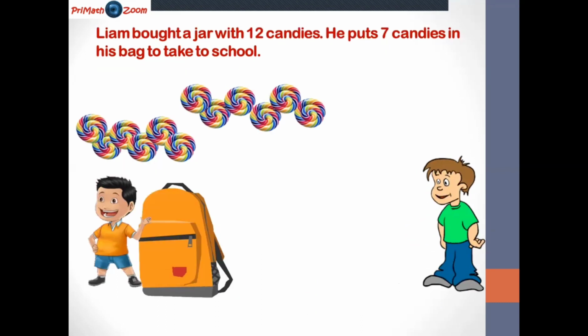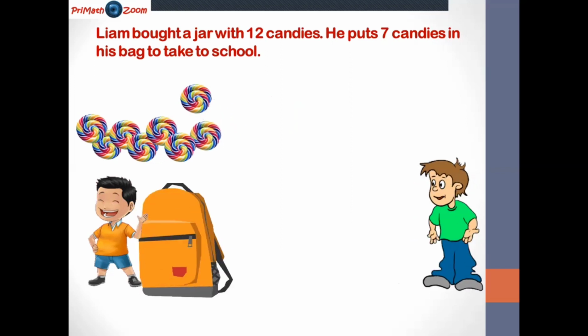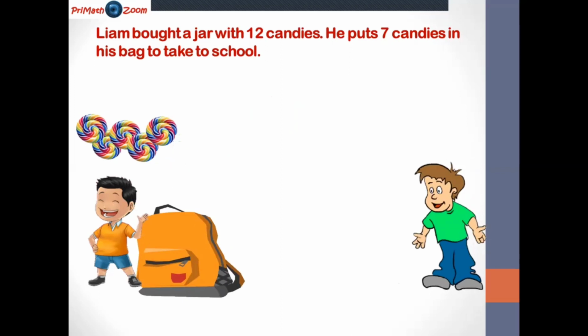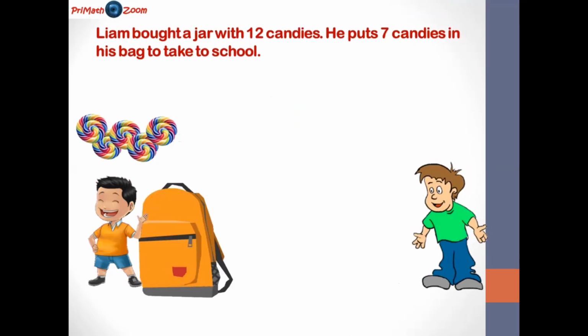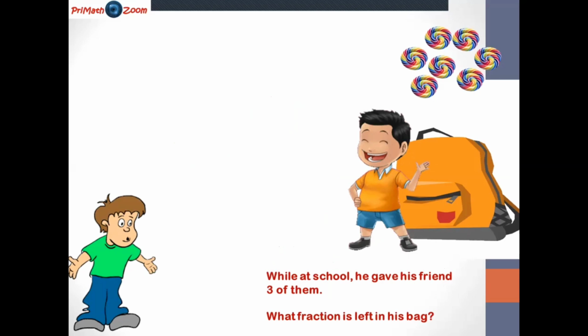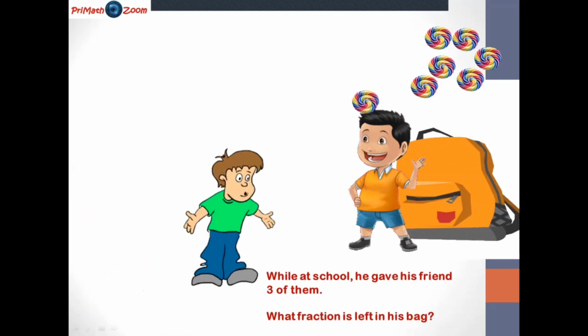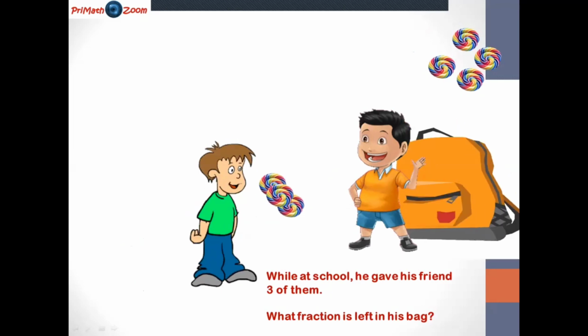Here, Liam bought a jar with 12 candies. He put 7 candies into his bag to take to school. 1, 2, 3, 4, 5, 6, 7 candies, and Liam will be taking them to school. Now, this here is Liam's friend. While at school, he gave his friend 3 of the candies. 1, 2, 3 candies. And the question is, what fraction of candies is left in his bag?